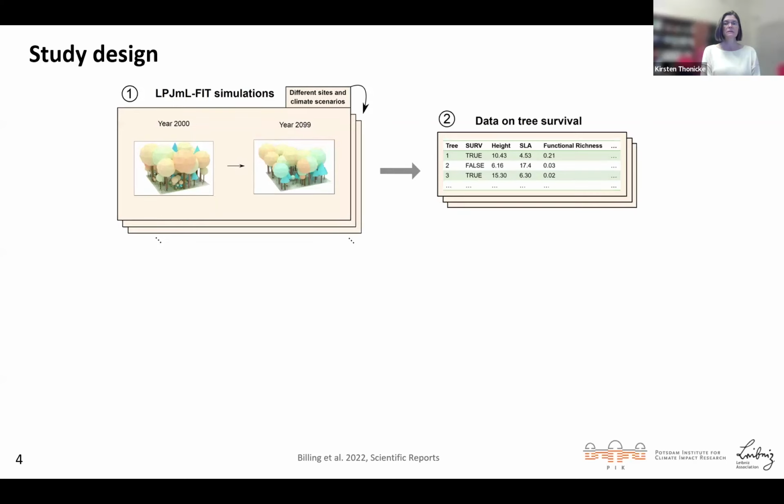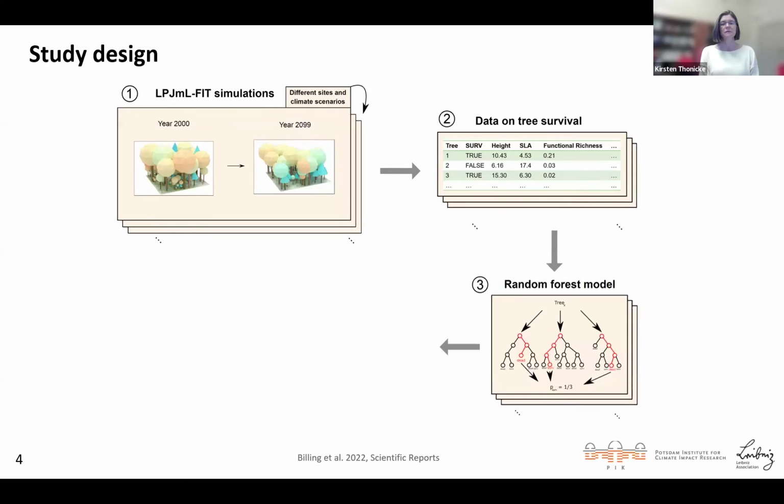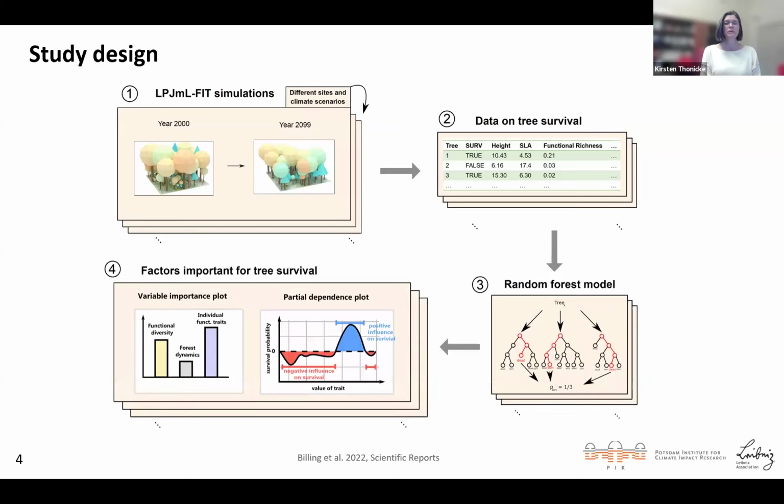He tracked the data on tree survival, put it into a random forest model, and was then able to plot the partial dependence plot to see if a certain factor, for a range of values, has a positive influence on survival, here colored in blue, or a negative influence on survival, here colored in red. But the most important thing is that he could quantify the variable importance plot specifically for functional diversity, forest dynamics, or the individual functional traits.